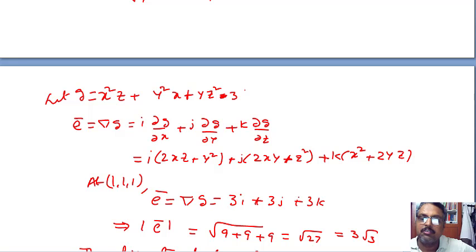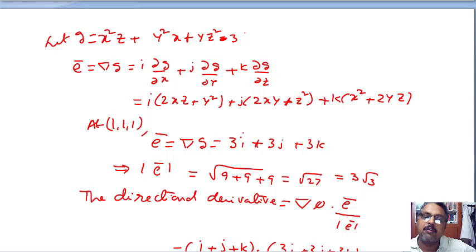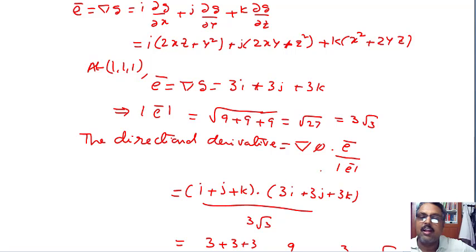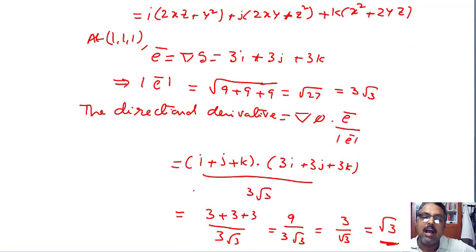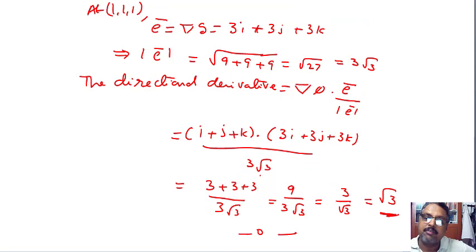e bar equals 3i plus 3j plus 3k. Modulus of e bar equals square root of 3 square plus 3 square plus 3 square, which is root 27, nothing but 3 root 3. Okay, fine. Now the directional derivative equals del phi dot e bar by mod e bar. Del phi is i plus j plus k, e bar is 3i plus 3j plus 3k, divided by 3 root 3.